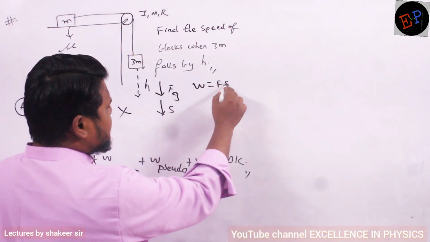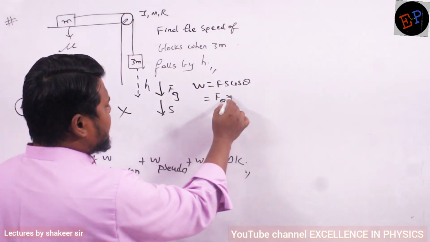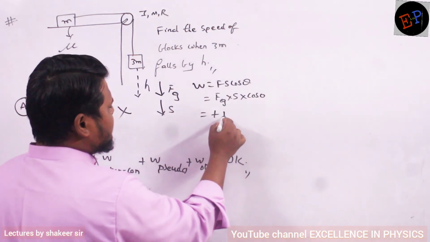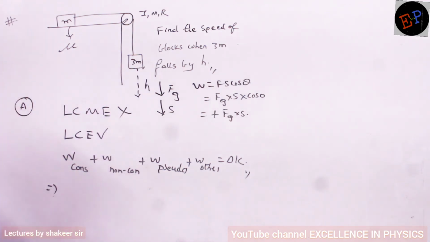W is equal to Fs cos theta. Force is gravitational force. Displacement is in the downwards direction. Angle is also 0. So it is plus Fg into S. Positive work. So substitute here.